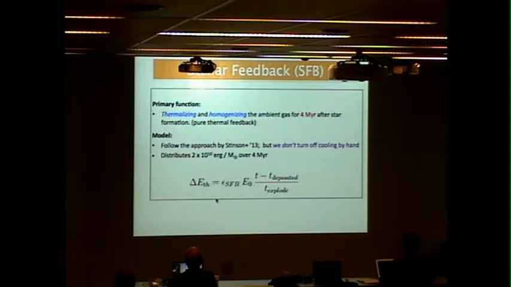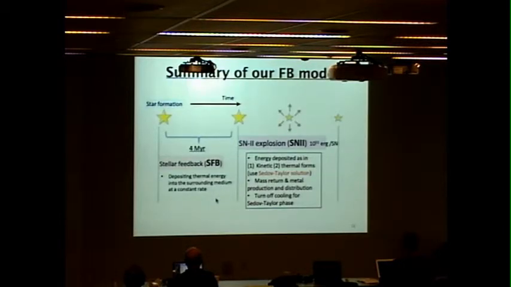Okay, this is similar to Stinson's work using Gasoline, but we don't turn off the cooling by hand for this period of time. And then we distribute this 10^50 ergs per solar mass of supernova over 4 million years and deposit it uniformly during this time, depending on the simulation time steps. So based on this model, here's a quick summary.